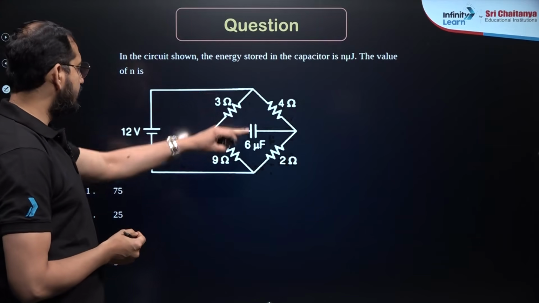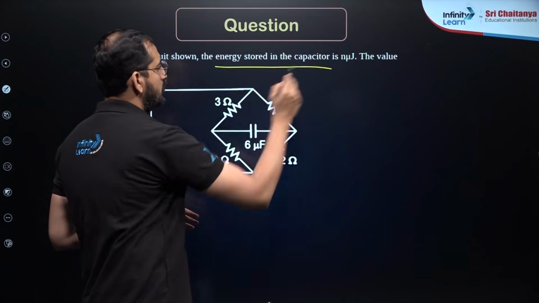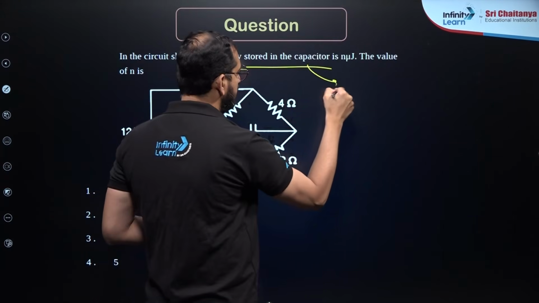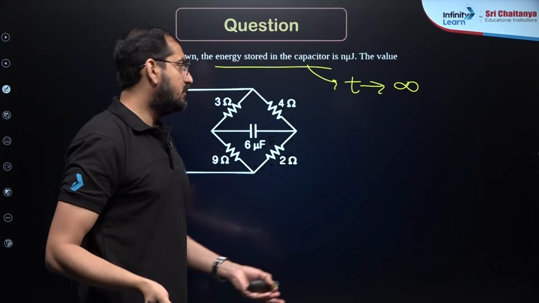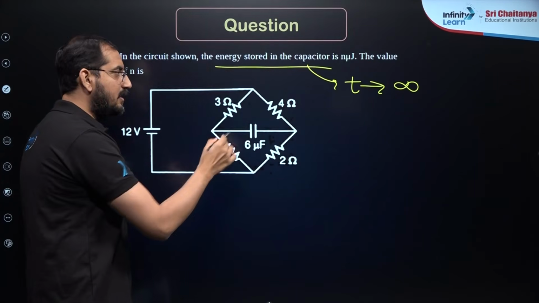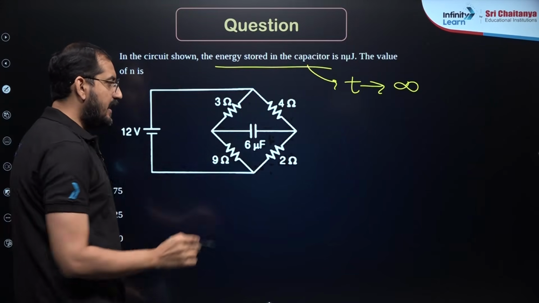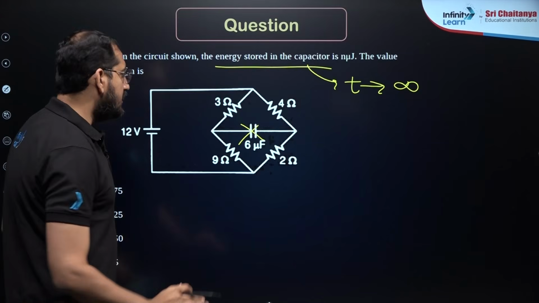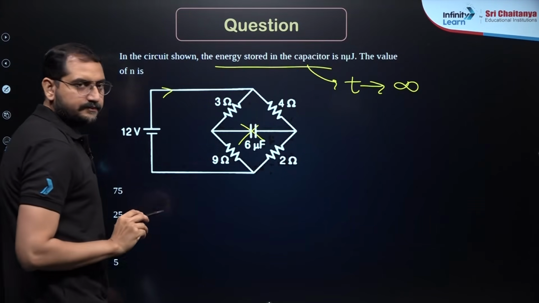So this is an RC circuit assembly. I need to find how much is the energy stored in the capacitor. When nothing is mentioned, I will assume they are talking about steady state. After a very long time, the capacitor will be fully charged. No current will flow through them. Hence, this branch will not conduct any electricity. So the current will come from here and it will pass on like this.